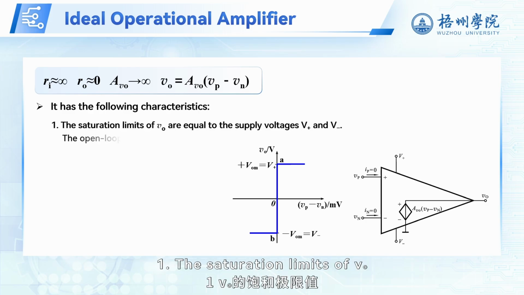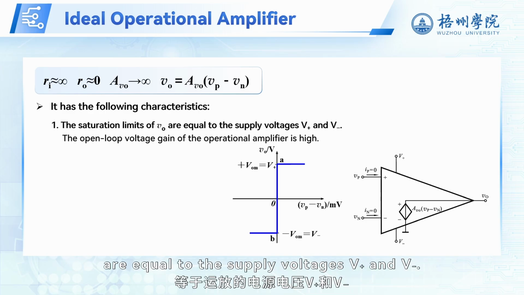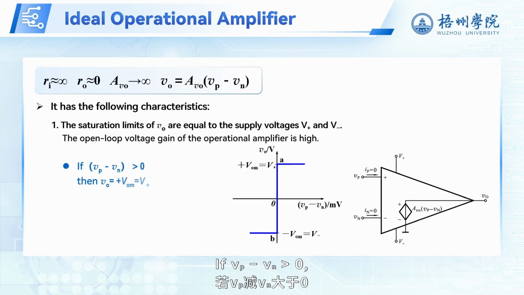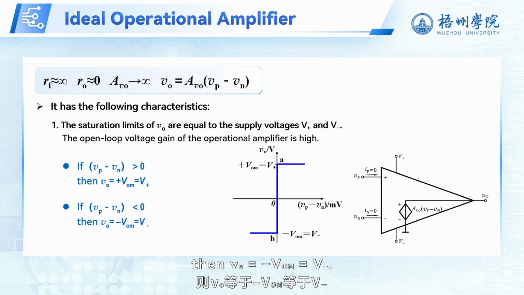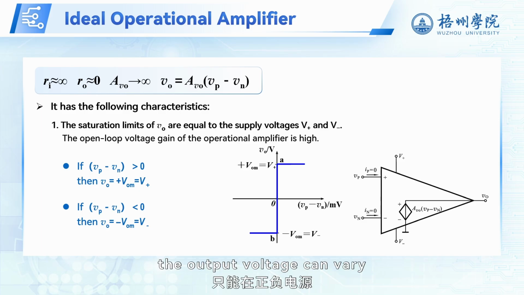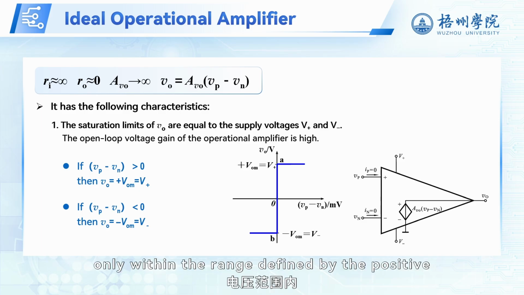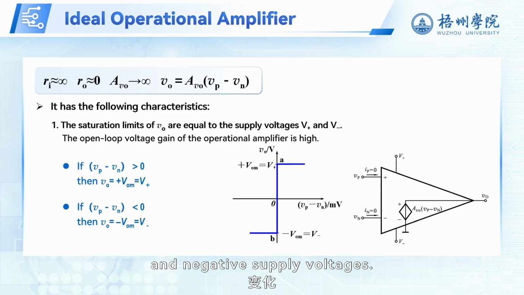1. The saturation limits of VO are equal to the supply voltages V sub plus and V sub minus. If V sub P minus V sub N is greater than 0, then V sub O equals plus V sub OM equals V sub plus. If V sub P minus V sub N is less than 0, then V sub O equals minus V sub OM equals V sub minus. In other words, the output voltage can vary only within the range defined by the positive and negative supply voltages.